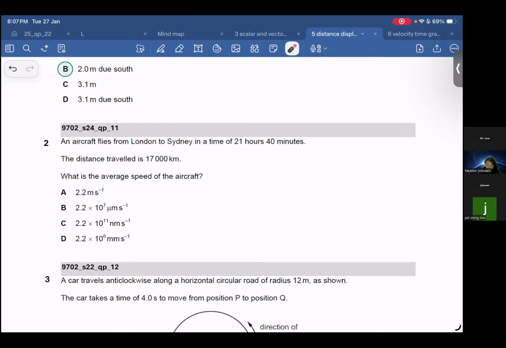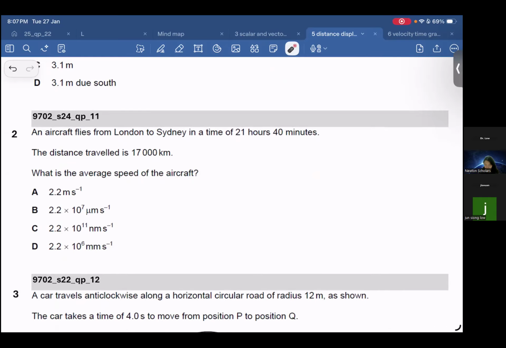Okay, here we come to this question. An aircraft flies from London to Sydney in a time of 21 hours 40 minutes. The distance travelled is 17,000 kilometers. What is the average speed?